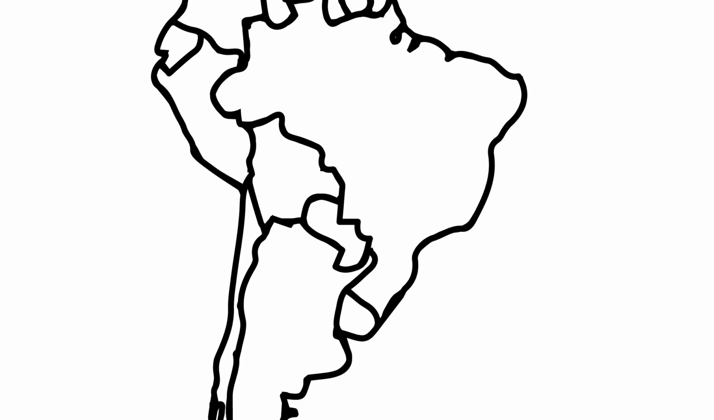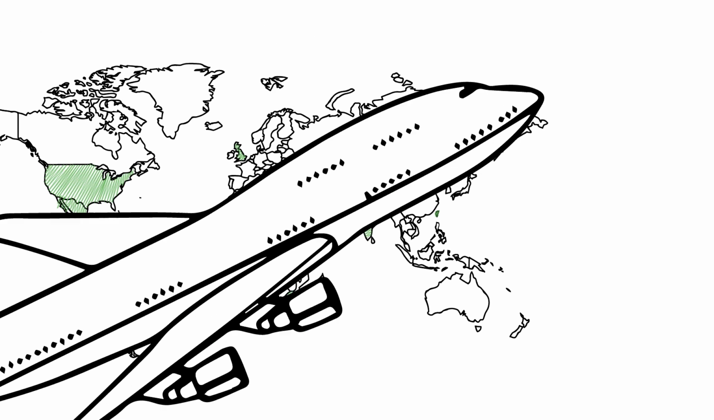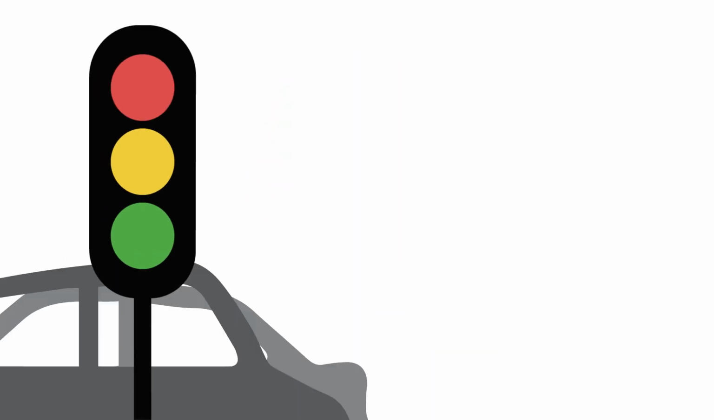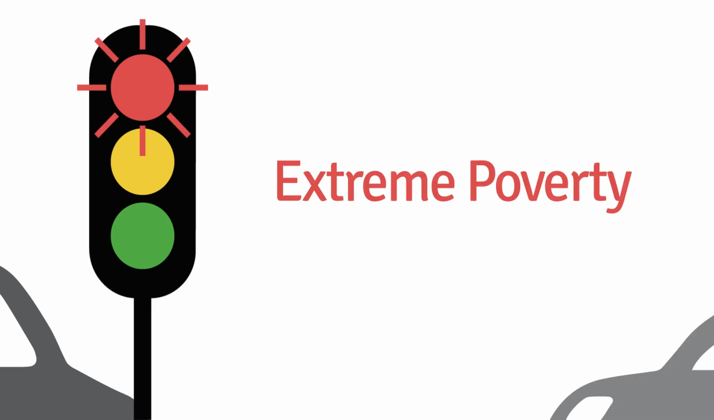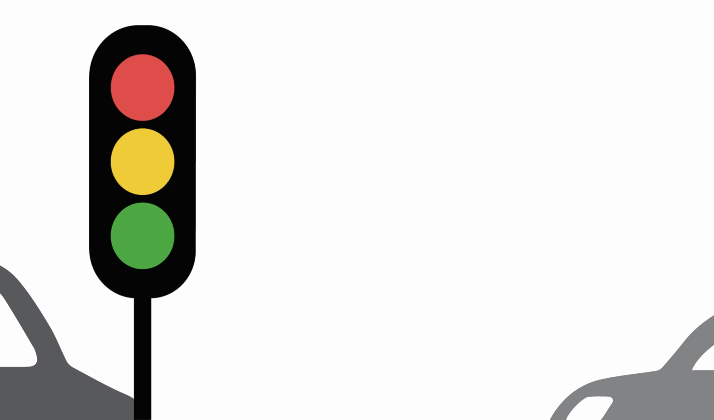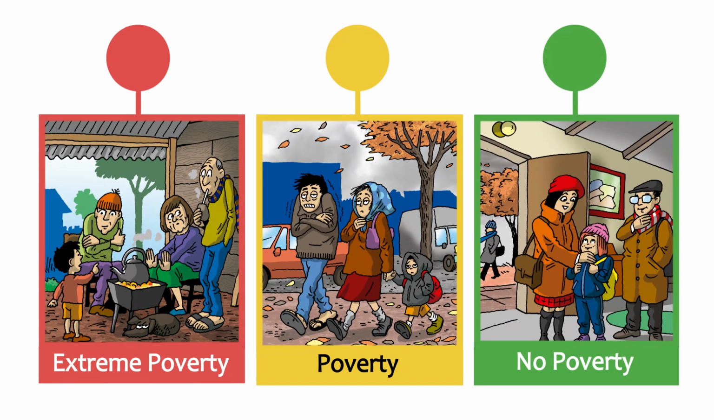We want you to know about a social innovation that is revolutionizing the measurement of poverty in countries around the world. The Poverty Stoplight. We call it Stoplight because we use the same visual logic of the conventional traffic lights that we find in our cities, where red indicates extreme poverty, yellow poverty, and green no poverty. With this, we can begin discussing how to overcome poverty and improve the quality of life of each family.